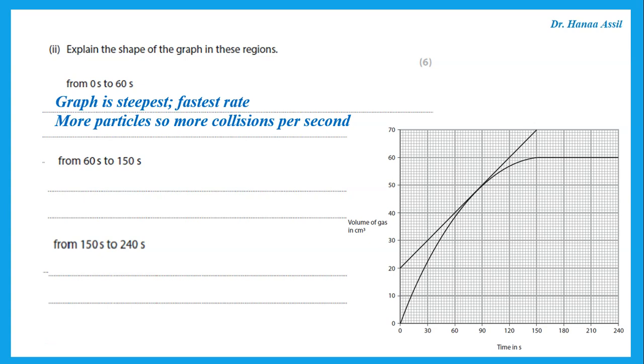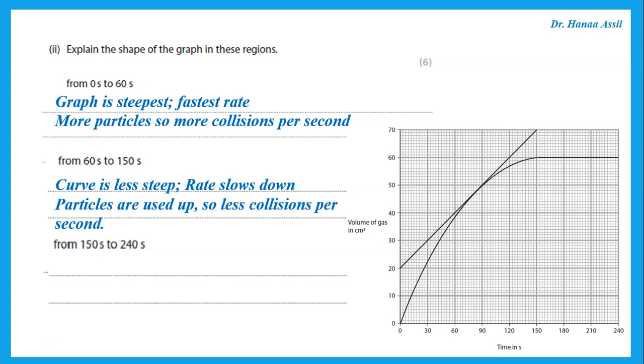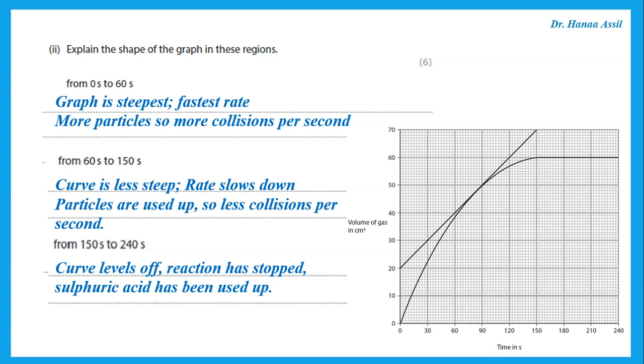Now, from 60 to 150, the curve is less steep. The rate is slowing down. This is because particles are used up, so less collisions per second. At the end, the curve levels off. Reaction has stopped. Now, one of the reactants has been used up. Remember, it is the sulfuric acid that has been used up, not the one that is excess.